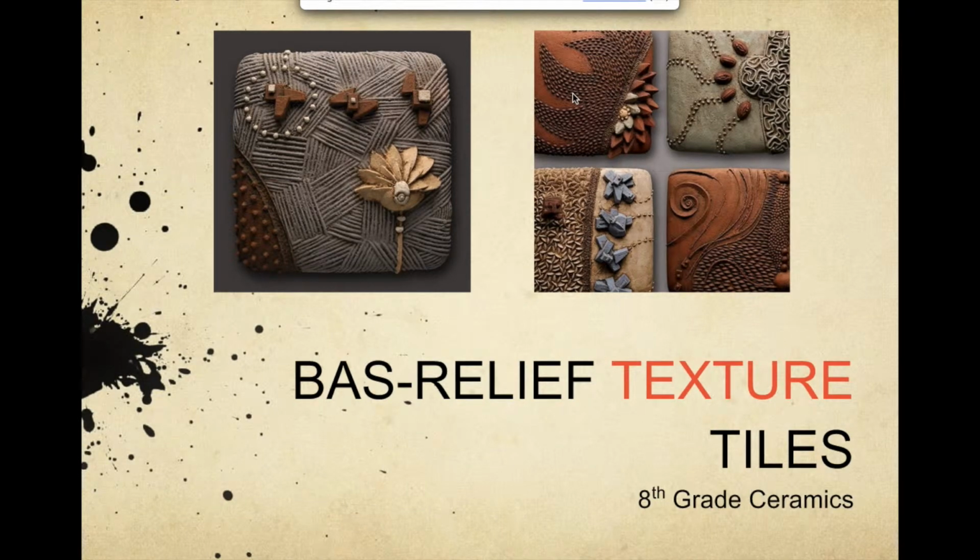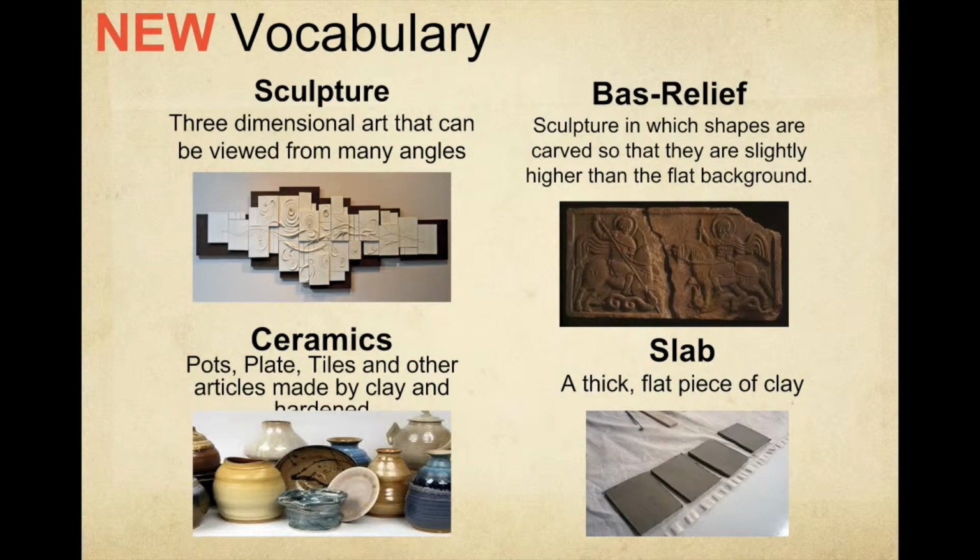Okay, so today we're going to be looking at Bas Relief texture tiles. There's a few little pieces of information you need to know about vocabulary. Now, sculpture, as we know, is three-dimensional art that can be viewed from many angles. We are going to be looking at tiles, and you can do this from tiles as well. Bas Relief is a little bit different than normal sculpture. It's flat, yes, but it does have a three-dimensional quality.